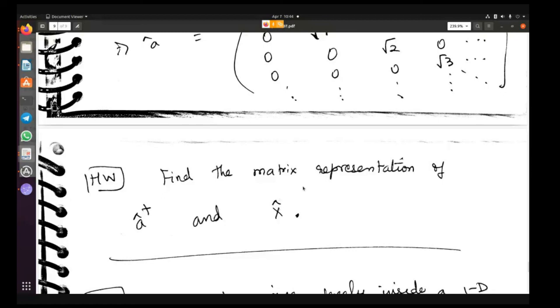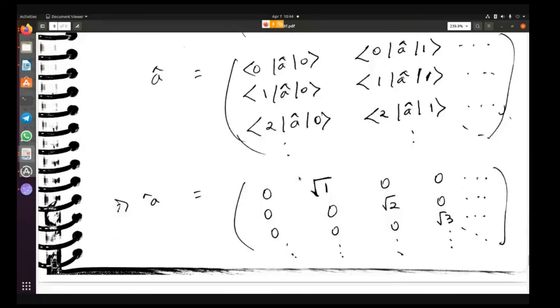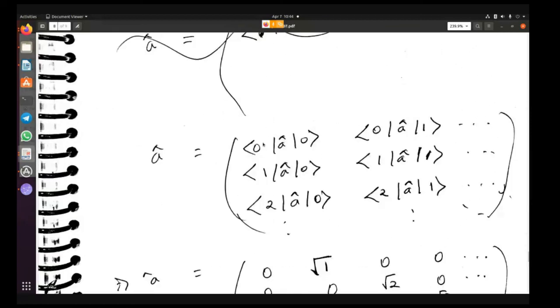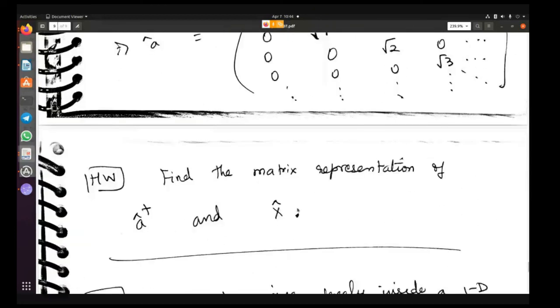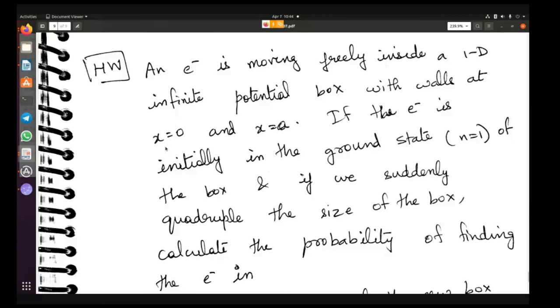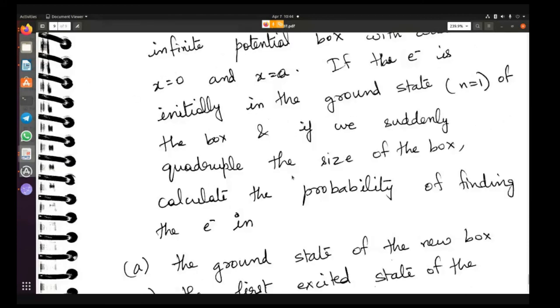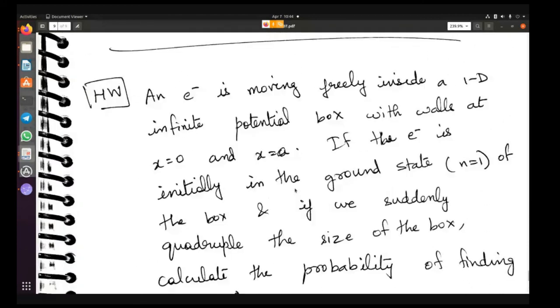Any questions here? I hope you are following. Do these computations and then see for yourself. You will get it. All right. Then the next question is, I think this is the final thing. So this is again your homework problem.